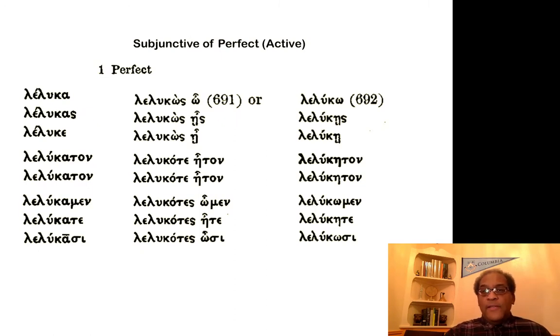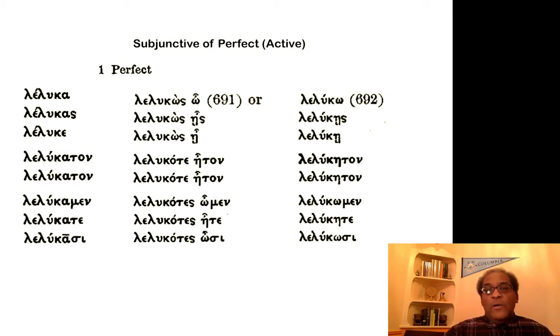Now in the perfect, you have the same thing going on. Look at the form that's on the far right. You see the same endings added to the reduplicated form of the stem: leluko, lelukes, leluke, lelukomen, lelukete, lelukose. So those exact same endings.